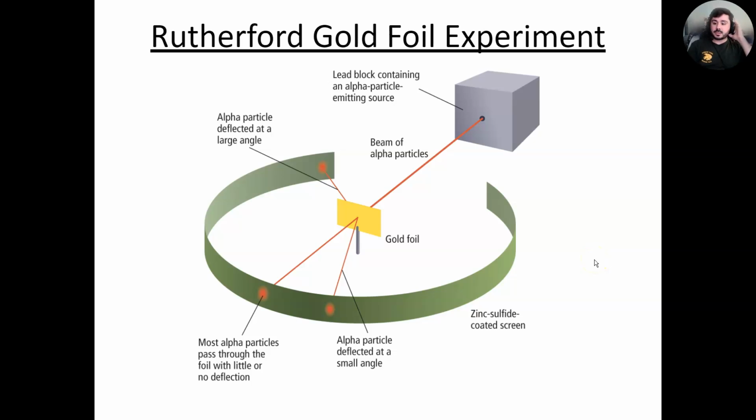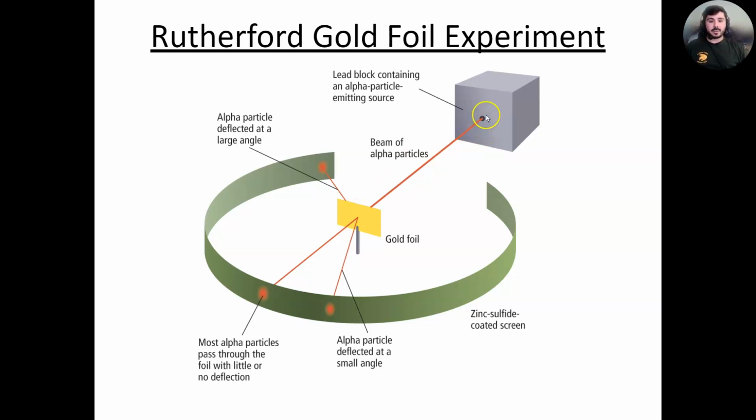Now on to the next one here. It's called the Rutherford gold foil experiment. This is a similar experiment where instead of shooting a beam of light, this man here, Rutherford, shot what's known as a beam of alpha particles. Now, these alpha particles were actually positively charged particles.